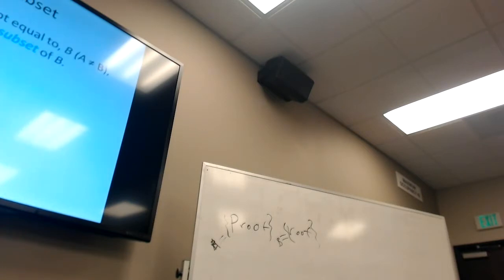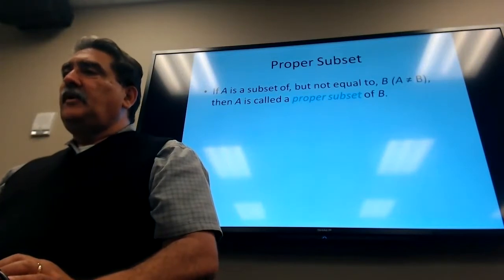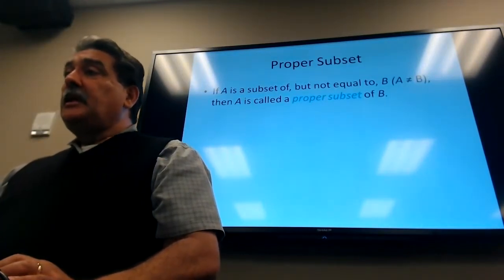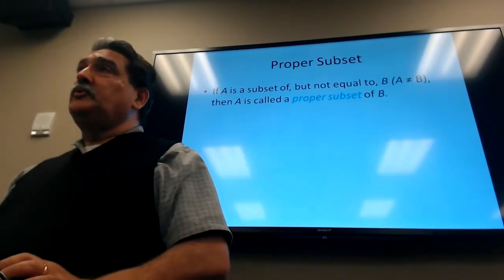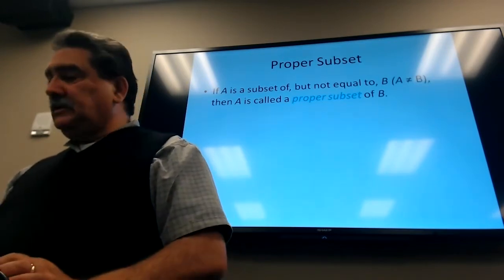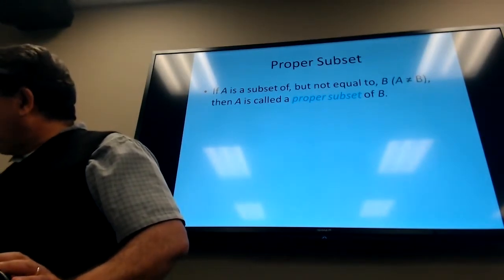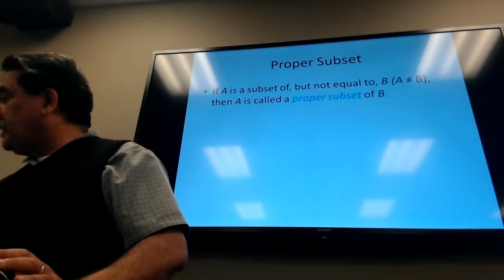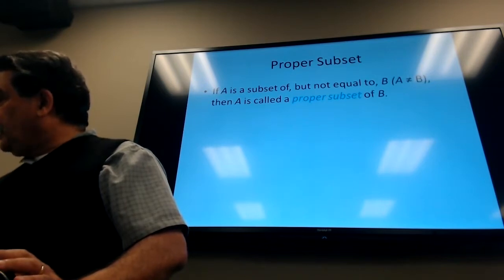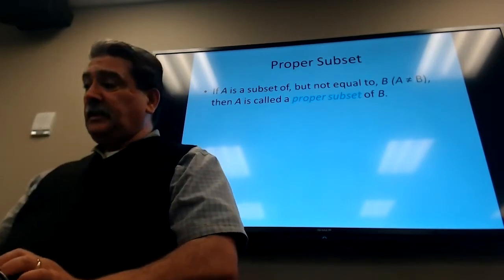Proper subset. Again, we go back to our PowerPoint. If A is a subset of, but not equal to B, then it's called a proper subset. For example, proof and roof is not a subset at all. But in the other example in your textbook, A = {1, 3, 5, 7} is a proper subset of set B on page 57, because all its elements are in set B, but it's not equal to it. Set B has more. Following me?